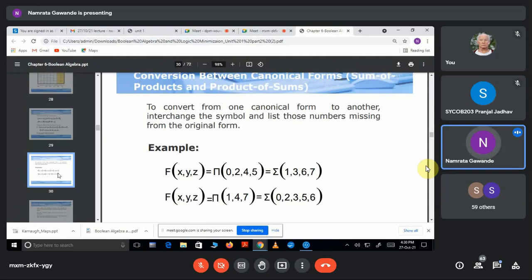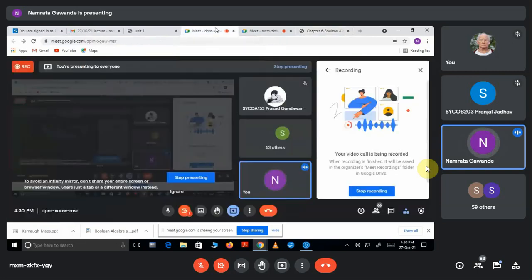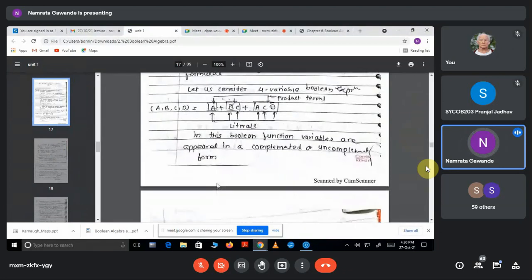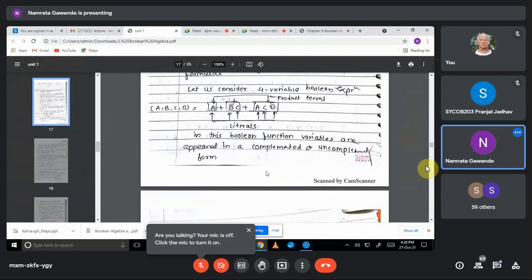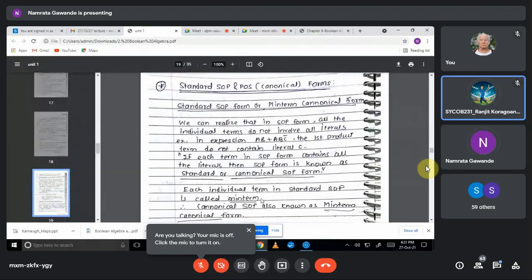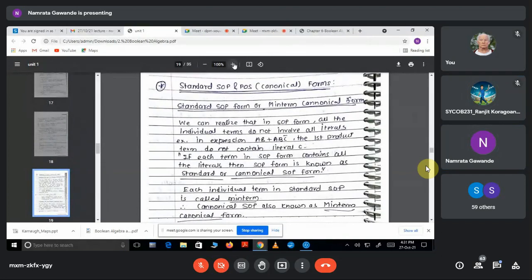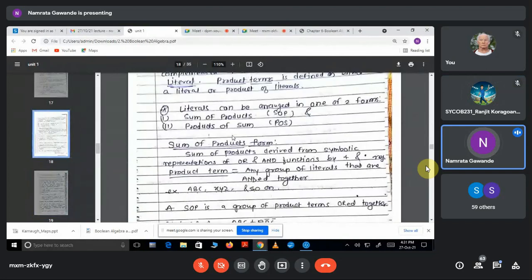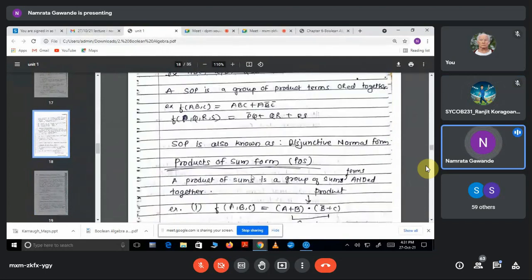Now directly I will show you the notes for this particular part. Is this screen visible to you? This copy of notes is visible to you? Yes. Okay. Now see over here, you can go through the notes, students, each and every point is given in detail here. Sum of product, product of sum.